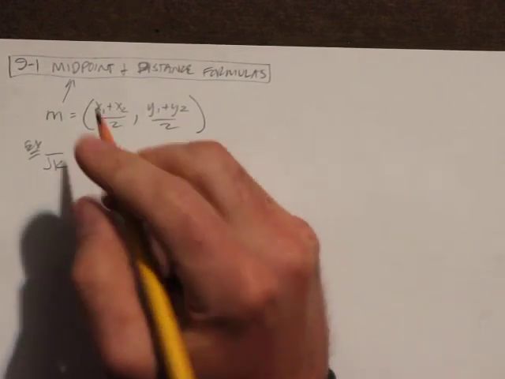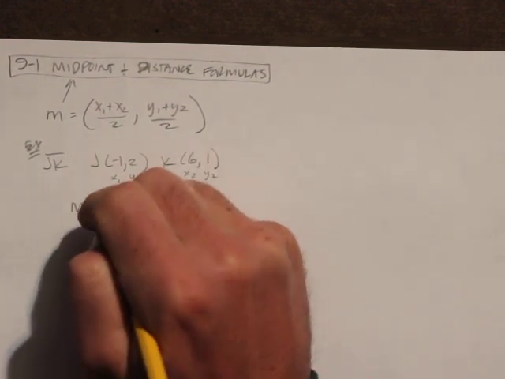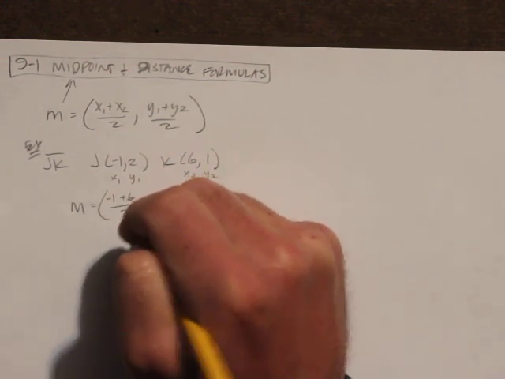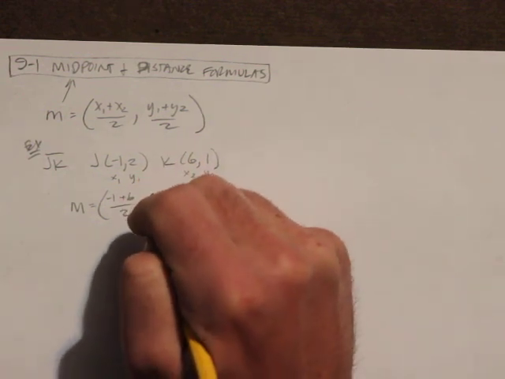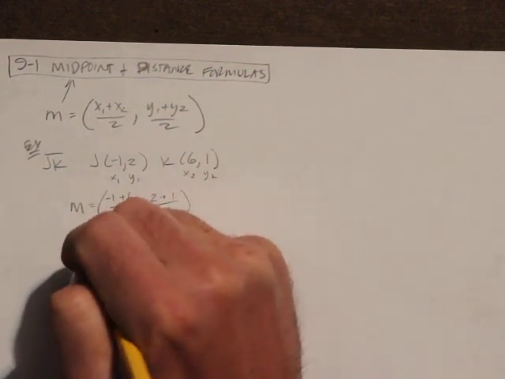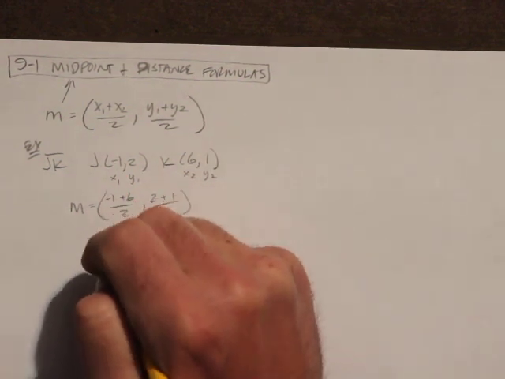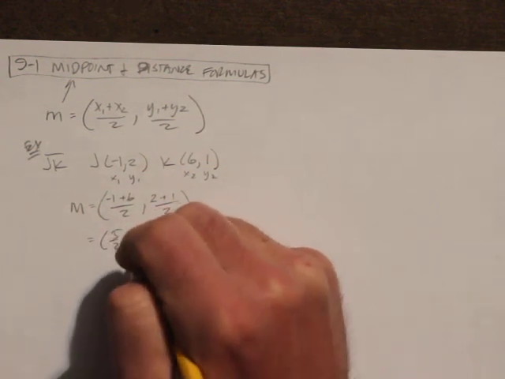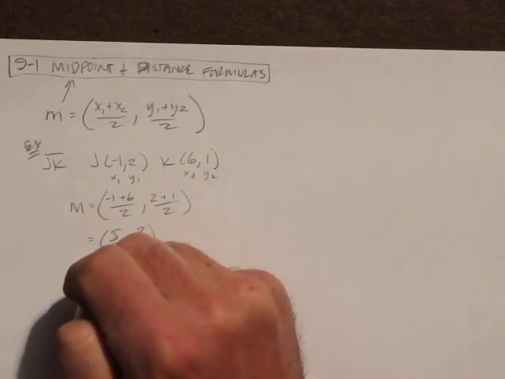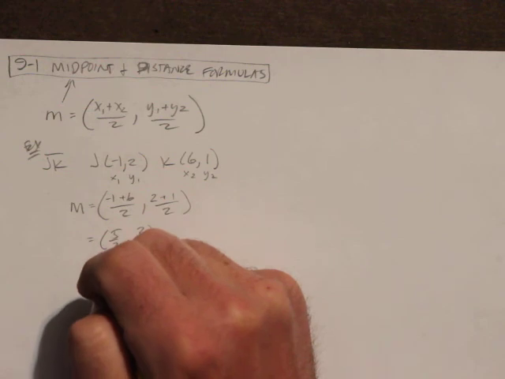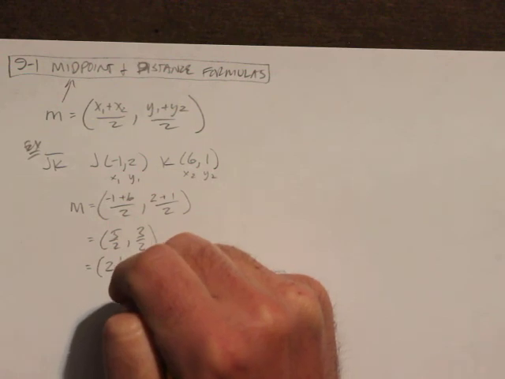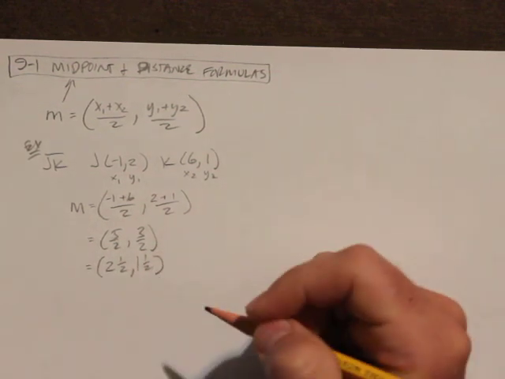Right, so I'm going to say my midpoint of JK is x1, which is -1, plus 6 over 2. And my y value is going to be y1 plus y2 over 2. So that becomes 5 over 2 and 3 over 2. And if we want to rewrite this as decimals instead of improper fractions, 2.5 and 1.5. So either of those would be fine.